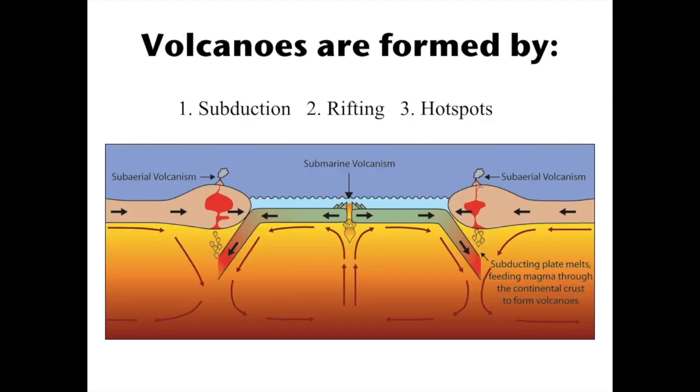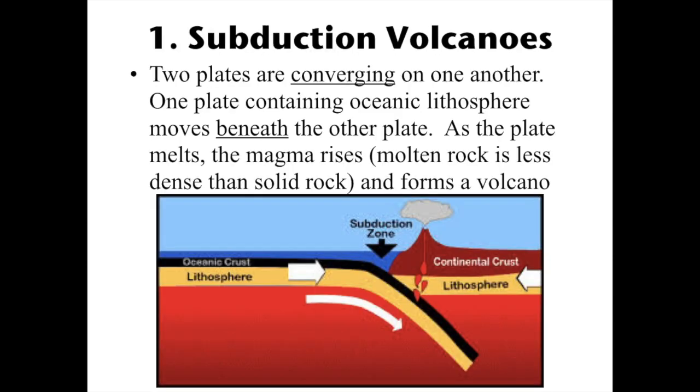Now, volcanoes are formed by three ways. We talked about subduction, when the oceanic plate goes under, and you can see that on the right and left side of this drawing. Okay, but then you also have rifting. Rifting would be in the middle. That's when it's opening, letting magma come up. And then the third way would be hot spots, and I'll talk about that in a second.